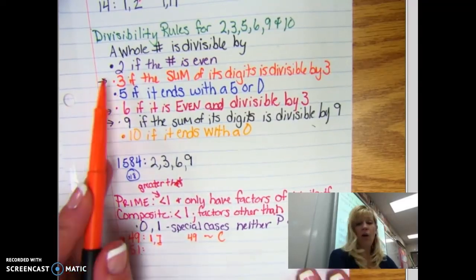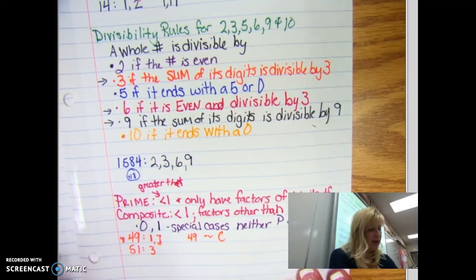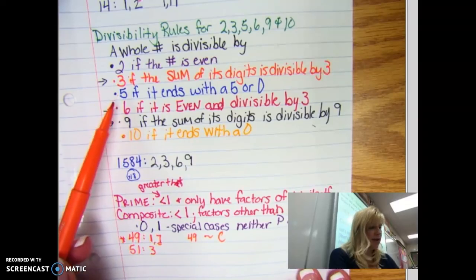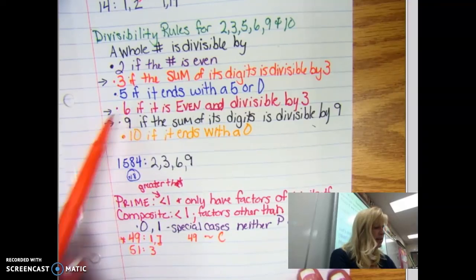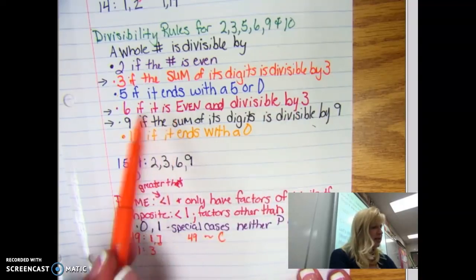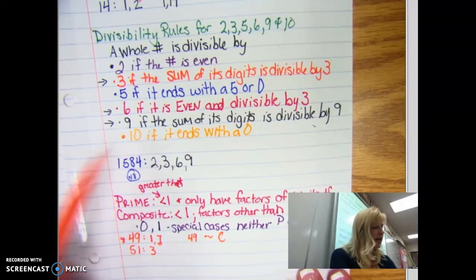All right, so we know that this number is not divisible by 2. But is it divisible by 3? 5 plus 1 is 6. 6 absolutely is divisible by 3. All right, is it divisible by 5? No. Is it divisible by 6? No, because it's not even. If it's even, it is divisible by 3, but it's odd, so that one doesn't work. Number 9, the sum of its digits is 6. It's not divisible by 9. And then we also have 10.